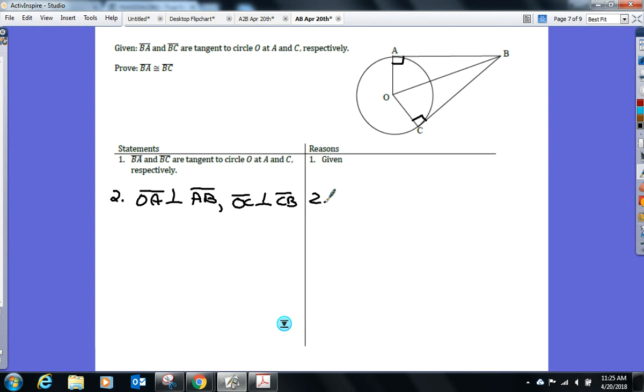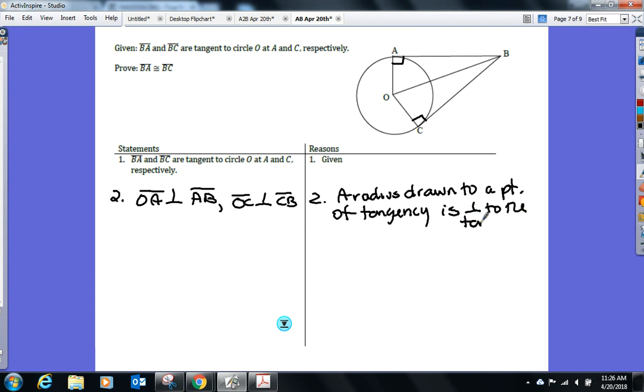And here's the theorem in a nutshell. I have a radius drawn to, where's it drawn to? What do we call that point? Yep, a radius drawn to a point of tangency. Nope. We do enough abbreviations in here. A radius drawn to a point of tangency is what? Perpendicular to the tangent. Okay? This is not saying that right angles are formed.